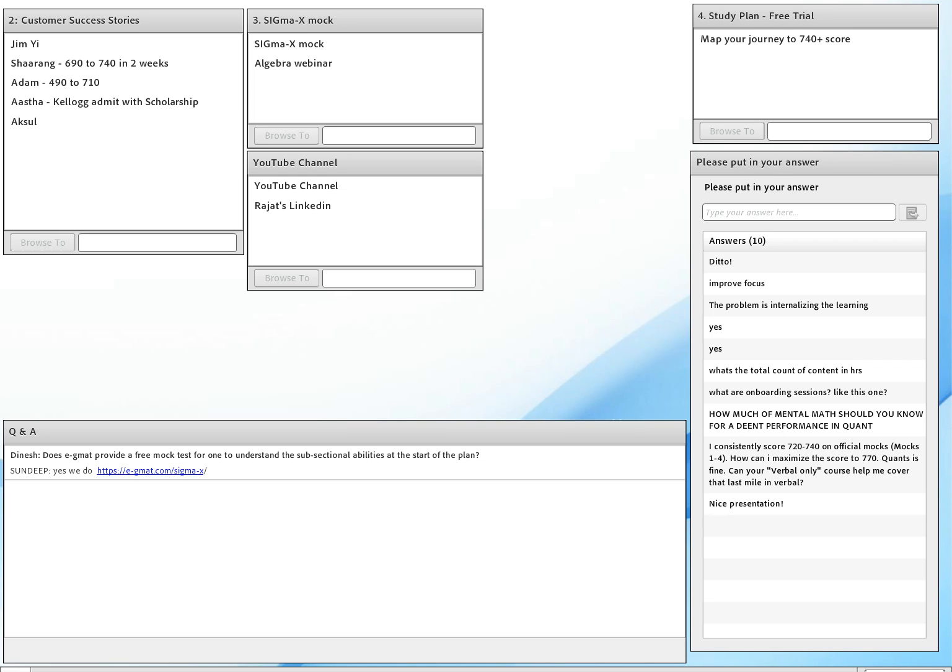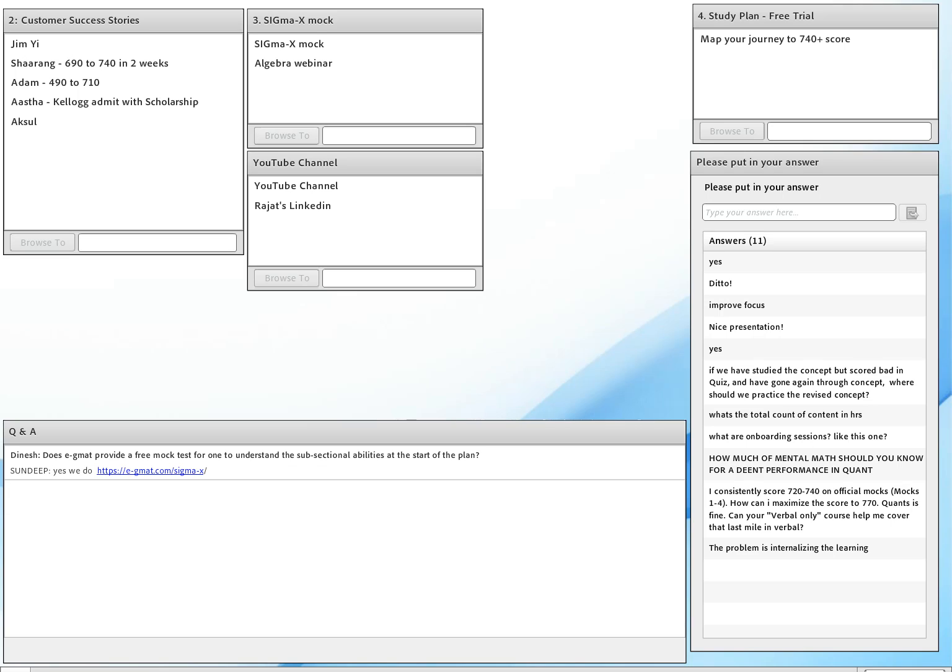The student says, I consistently score 720 to 740 on official mocks. How can I maximize that score to 770? If you're an eGMAT student, we can help you because we have your stats. From official mocks alone, I can't. Can the verbal only course help me with the last mile in verbal? If that's the only place, yes, the verbal only course will help you.